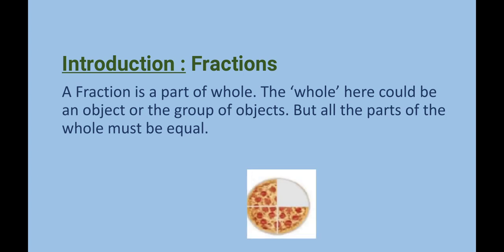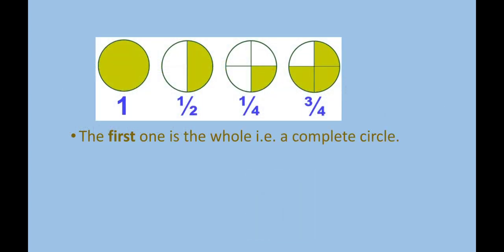Here is an example of a slice of pizza. Here the pizza is divided into 4 equal parts, and we have thrown away one part, or we have eaten one part. So we can write the fraction for this pizza; we'll discuss that later. So now let's move to some more examples of this.